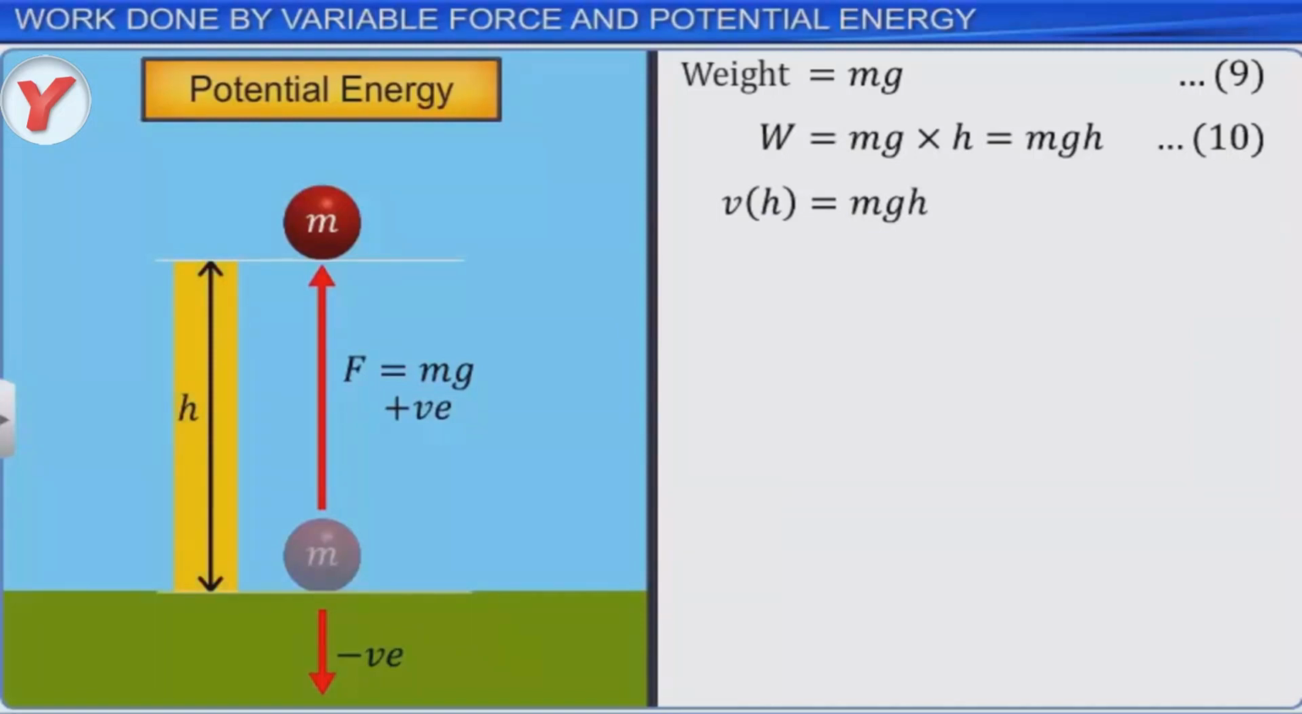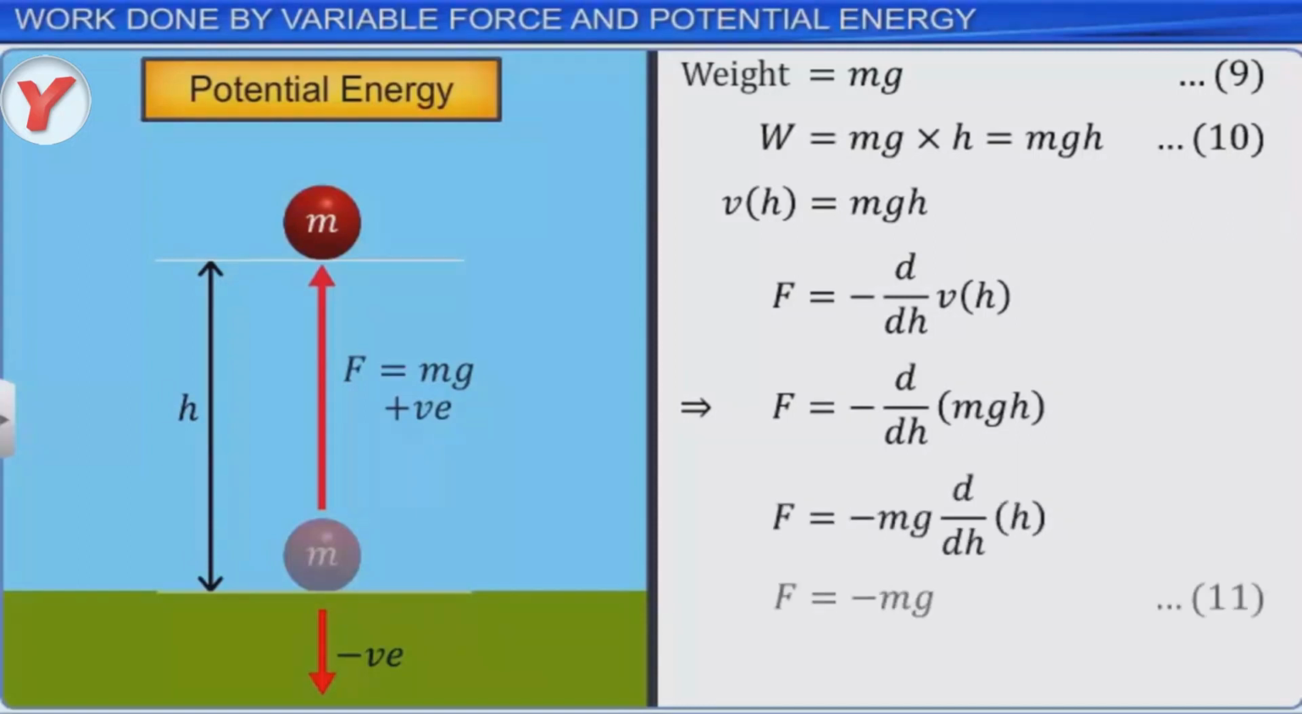If h is the variable, it can be easily shown that the gravitational force F is equal to the negative of the derivative of V(h) with respect to h. Thus, F = -d/dh of V(h), which is equal to -d/dh of mgh, which is equal to -mg. Let this be equation 11. The negative sign indicates that the gravitational force is directed downwards.